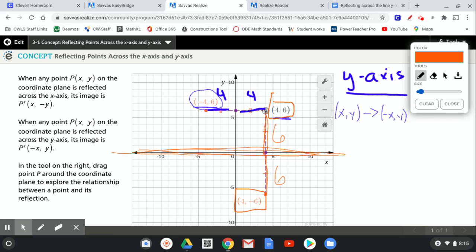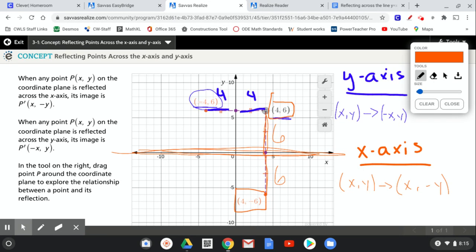Our rule for the x-axis is this. Make sure you have these rules written down as you're watching this video. Please write these down. For the x-axis rule, if we start off with any coordinate x comma y, this time the y coordinate is negative, or it would change back to positive. Basically, anytime we put that negative symbol in front of the x or the y, all it means is that we're changing the sign.